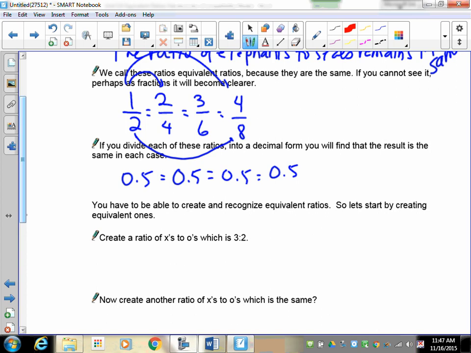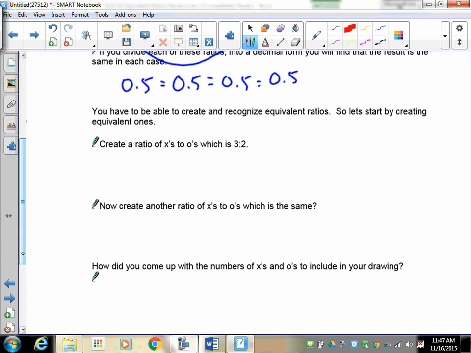So let's start by creating equivalent ones. I want you to create a ratio of x's to o's, which is 3 to 2. All right, so my x's to o's: 1, 2, 3 x's, 1, 2 o's. 3 to 2. Now I want you to create another ratio of x's to o's which is equivalent to this one. So do the same thing I did with the elephants and the seals. Well, my first one was 3 x's to 2 o's. If I just double everything, I still have 3 to 2 in both places.